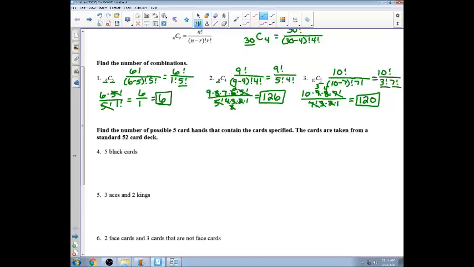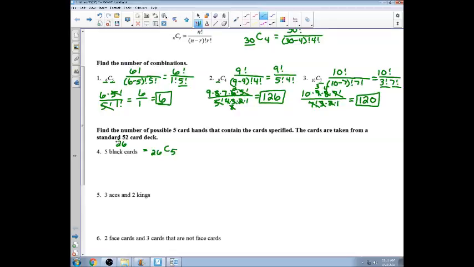So a deck of cards is split into 2 colors. You have a set of black cards and a set of red cards. They each have 26 cards in them. So 5 black cards. I need to find the possible 5-card hands of 5 black cards. That means there's 26 black cards available. It did not say anything about the order of my hands. So since we don't care about the order of our hands, what we're going to do is use combinations. So 26 combination 5.